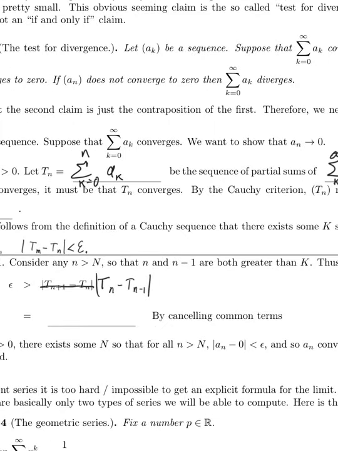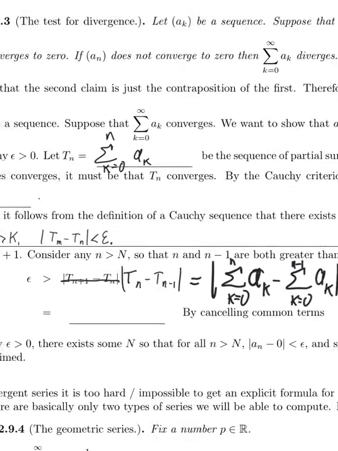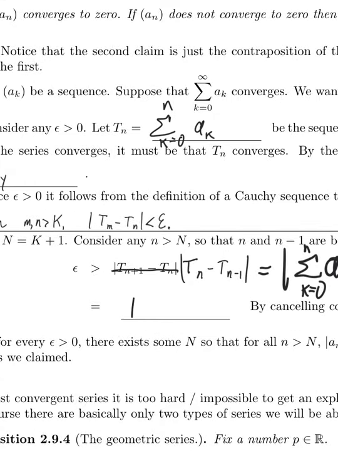Maybe by expanding out just a little bit, that's the same thing as the absolute value of the sum from k equals 0 up to n of a_k minus the sum from k equals 0 up to n minus 1 of a_k. Just like off to the side, a bunch of these terms will cancel. By canceling all the common terms, you'll be left with just the absolute value of a_n. So that means |a_n| is less than epsilon.